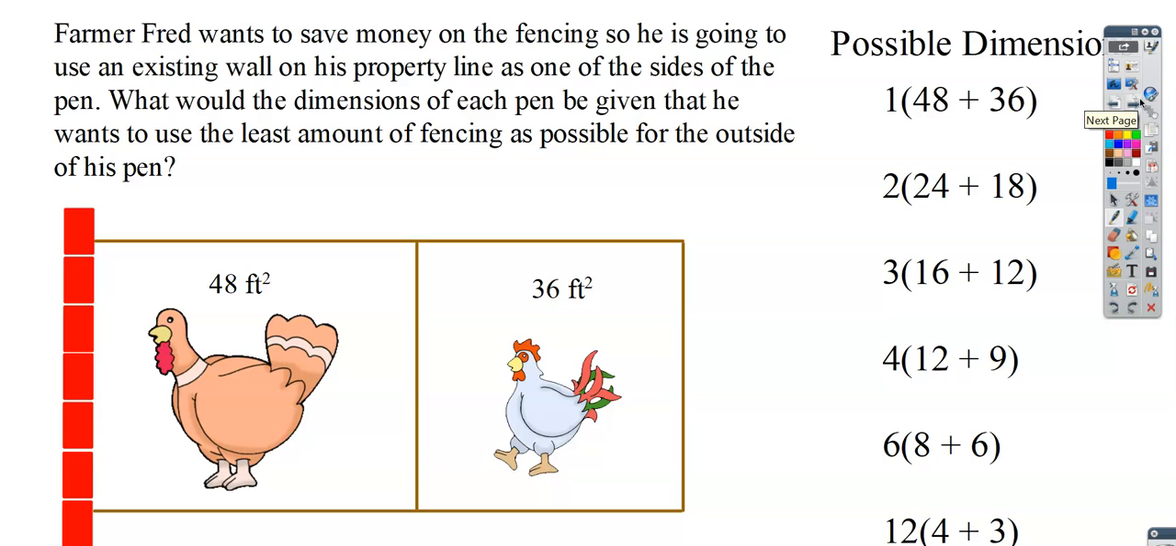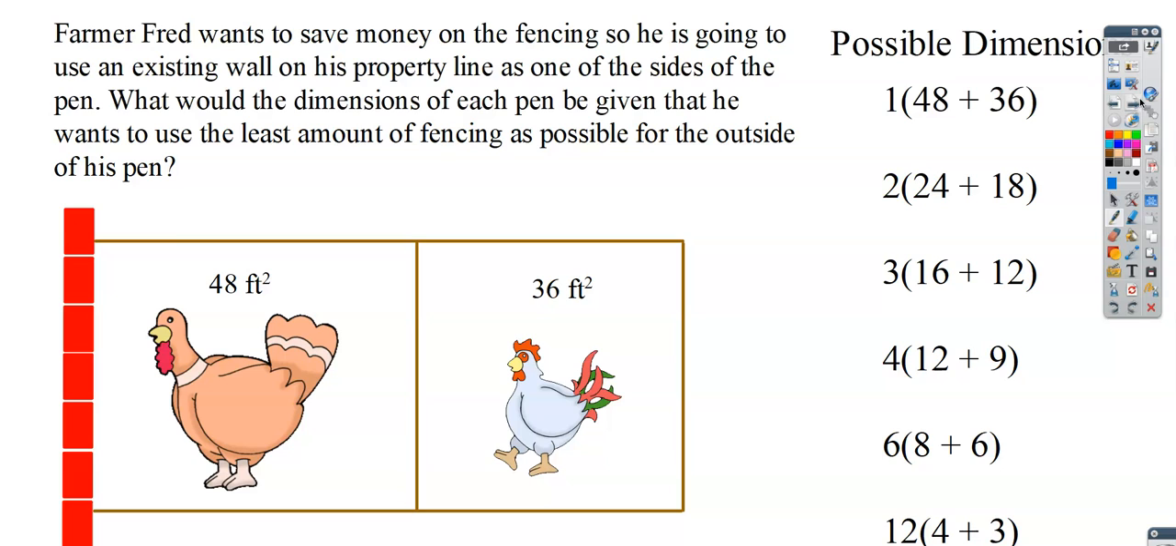Okay, so here's the idea. Farmer Fred, now he wants to save money on fencing. It's hard to be a farmer. He's going to use an existing wall, so it looks like a big red brick wall, right? It's on one side of the pen. What dimensions of each pen would he want to use to use the least amount of fencing as possible?